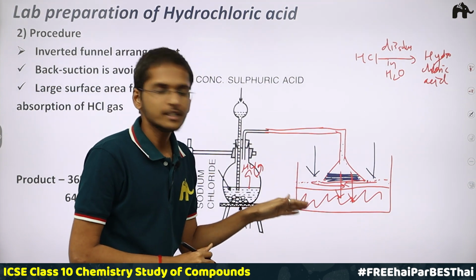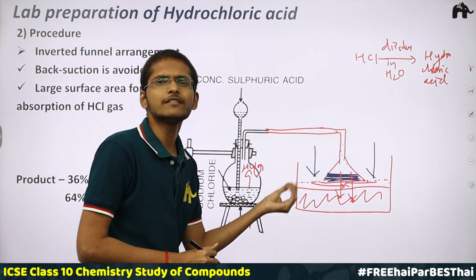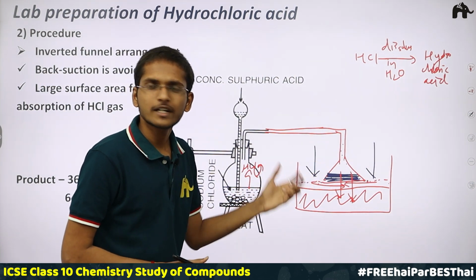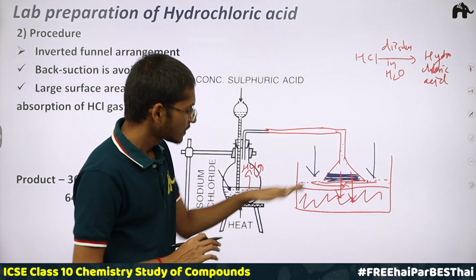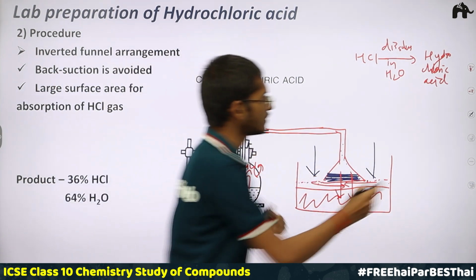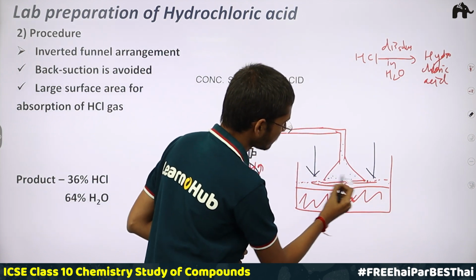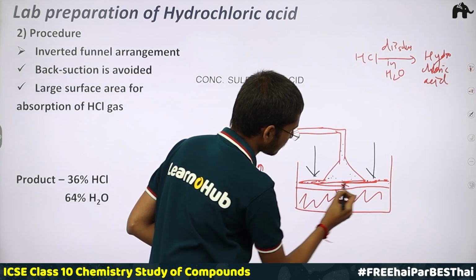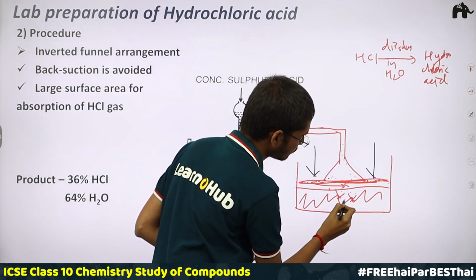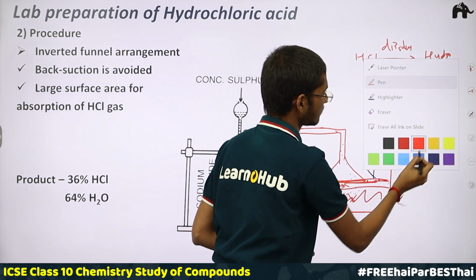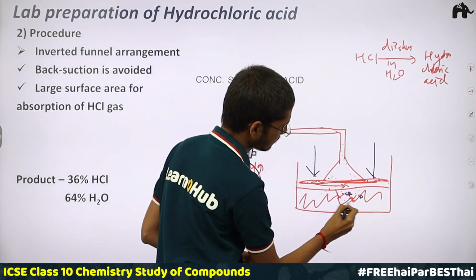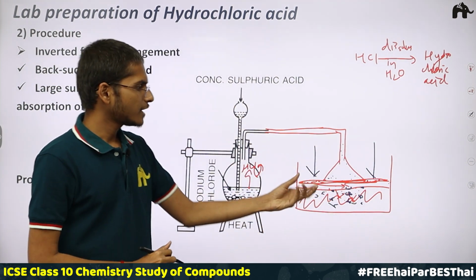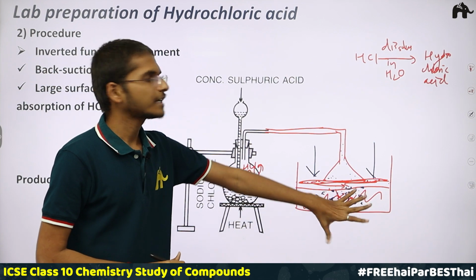And slowly and gradually, the level of water would also increase slightly, not much, because HCl gas is continuously getting dissolved, so the volume would increase. But that's not our point. Again, the water would come to the original level. But this time, some HCl gas molecules have been dissolved, right? So we have now got some hydrochloric acid solution.